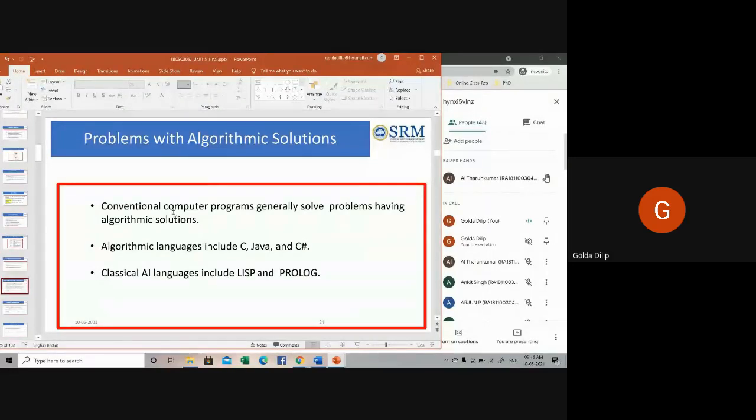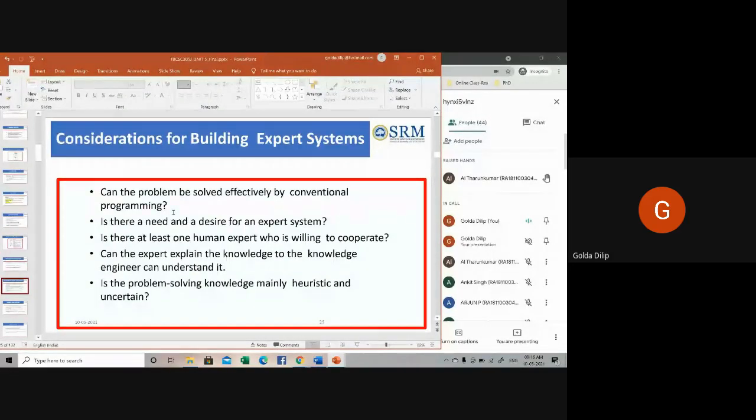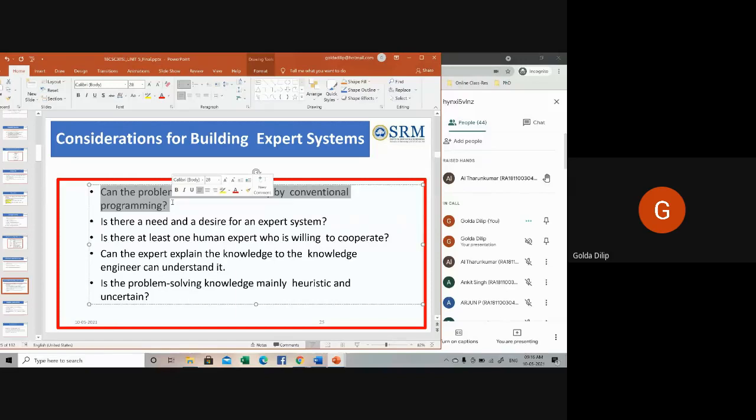Then consider the various considerations for building an expert system. If you have a small problem, then you need not go for an expert system. Say you have a mathematical problem to be solved. In that case, you don't have to go for an expert system. On the other hand, conventional programming is more than enough.